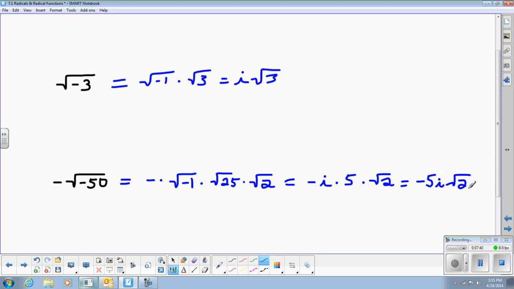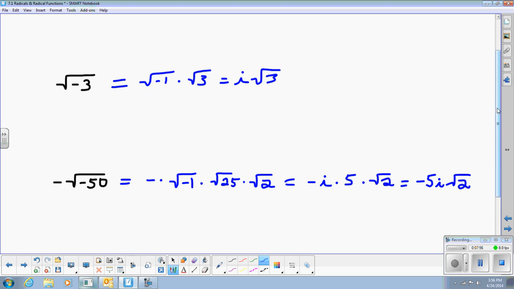And that's how we actually handle working with the numbers that are irrational that have a negative. So it's actually an imaginary number. So you'd say negative 5 times the imaginary number times the square root of 2. That's how we would simplify this out with an imaginary number. Okay, and that is it that I want to show you at this time.